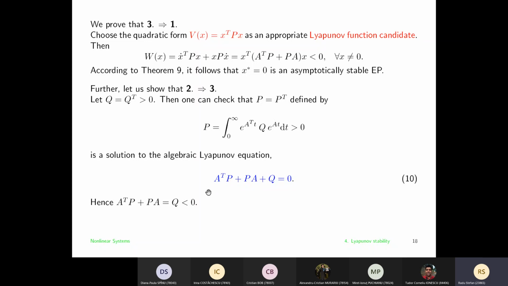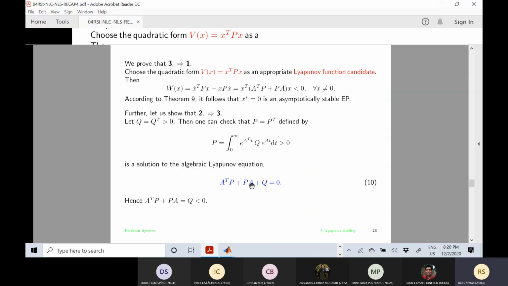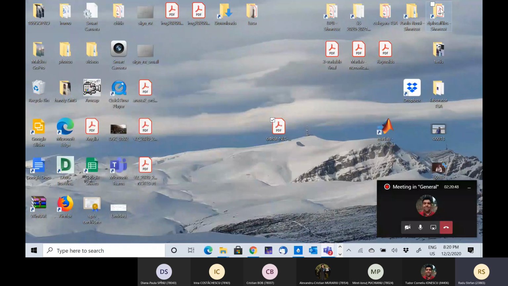Okay, so this is an equation people know how to solve, and I tell you very simply why. Because this is a linear equation in P. Obviously, it's a linear equation in P. Let me show you one.